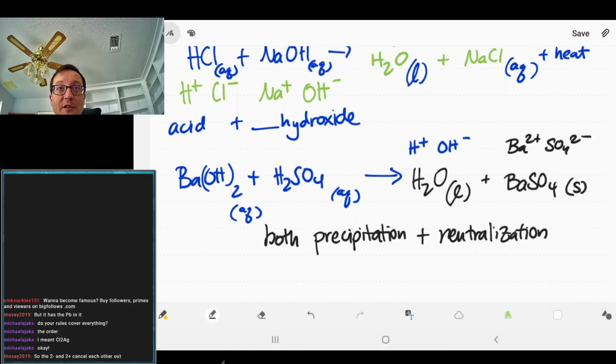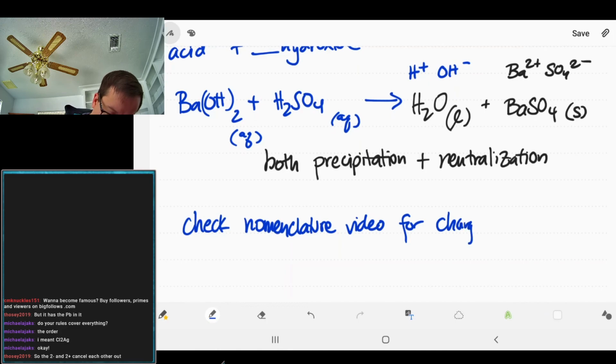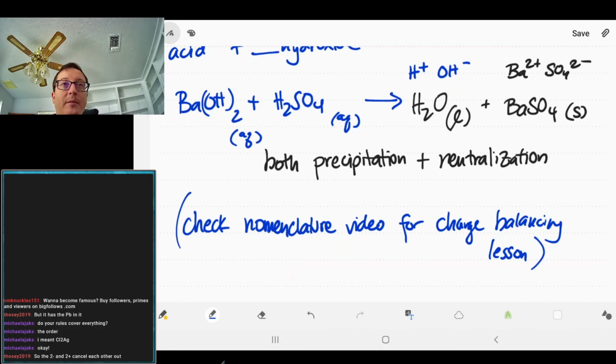Yes. Remember, for charge balancing, if they're the same charge, they cancel out. And if you want to review, I would check the nomenclature video for a refresher on charge balancing. That may be a good idea. If you need a refresher on charge balancing, that would be a good place to check it out. Because I am going to be assuming that charge balancing is not a problem, so I am going to be moving on that.